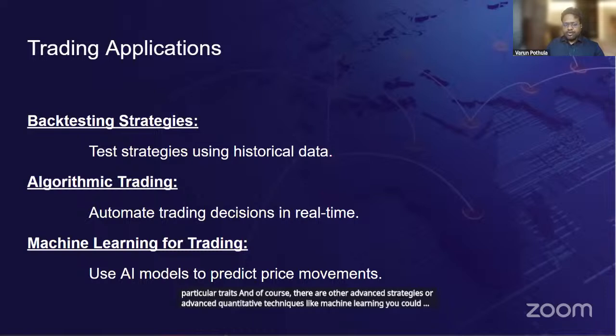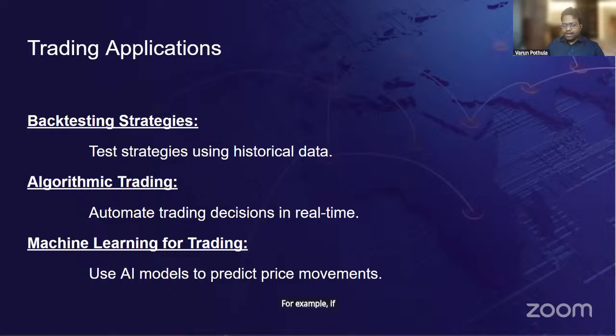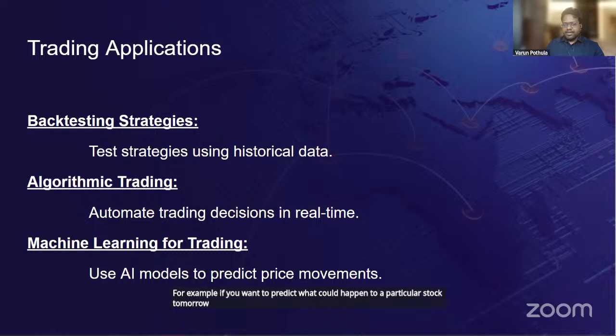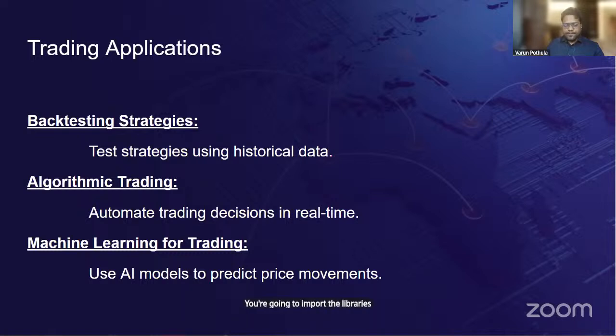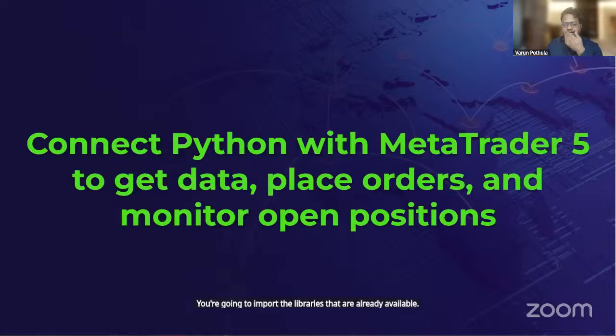And now, why are we talking about machine learning in this space? Because there are standard libraries in Python that we could easily import and implement for your machine learning problems. For example, if you want to predict what could happen to a particular stock tomorrow, maybe you want to predict the range of price with probability. These kinds of things you can definitely do with machine learning. But with Python it is a bit easier because you don't need to do the calculations by yourself. You can import the libraries that are already available. So as I said, let's move ahead.